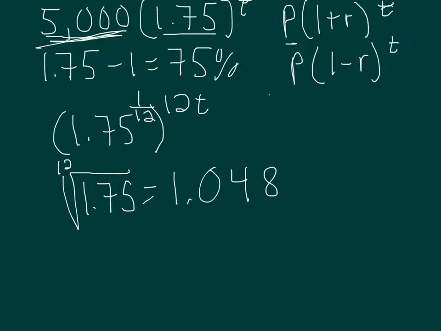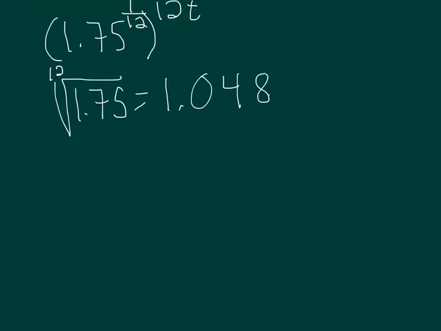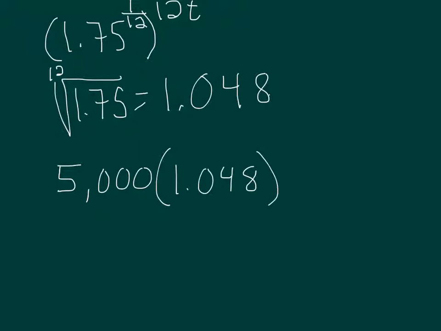Now, what I'm going to do is rewrite the equation. I'm going to leave my principal out. Well, I can put the principal back. My principal was 5,000. Alright, I'm going to put my monthly interest rate in here now. And I'm going to put 12t up here, because now we're dealing with months instead of years.